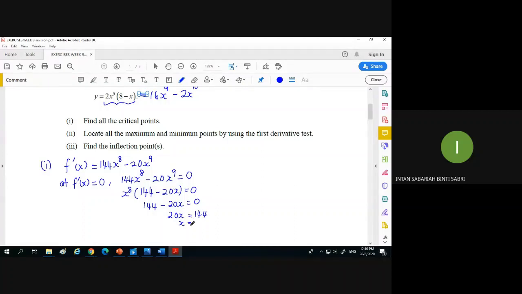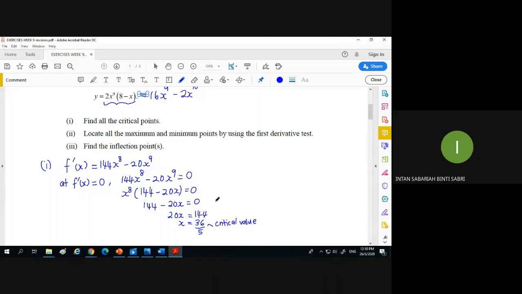So what is x? x is 36 over 5. Okay, this is what we call a critical value. You have to find the critical value first. For this subtopic, it's simple. Alright, so next we proceed to how to find the critical point.